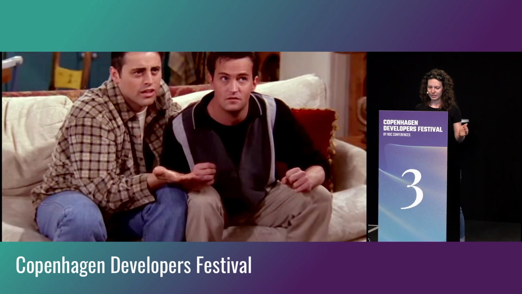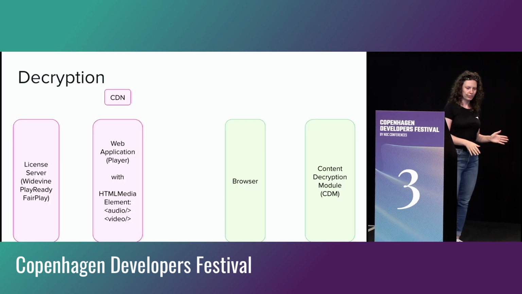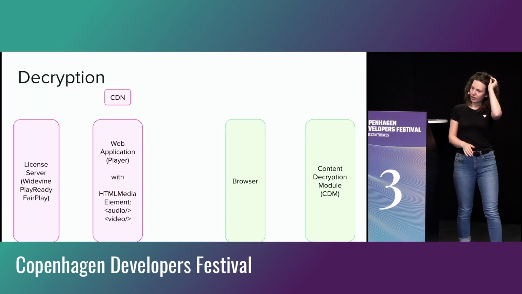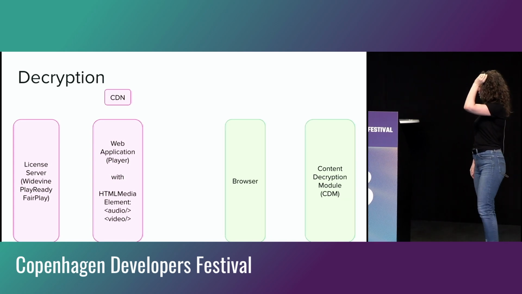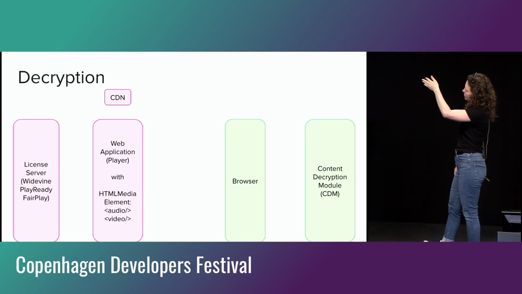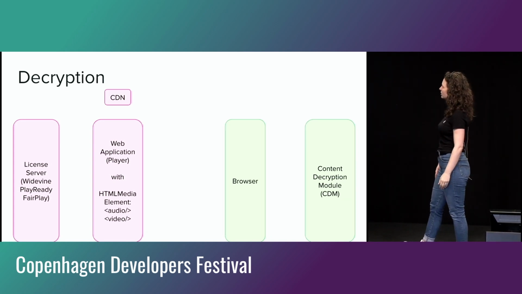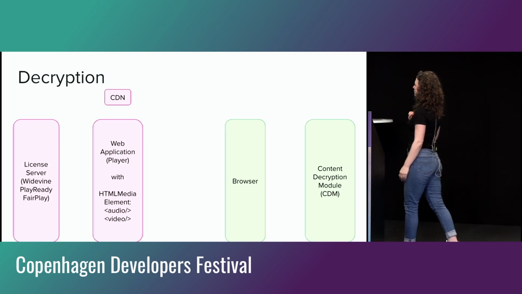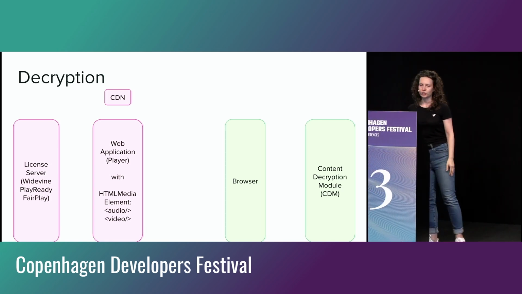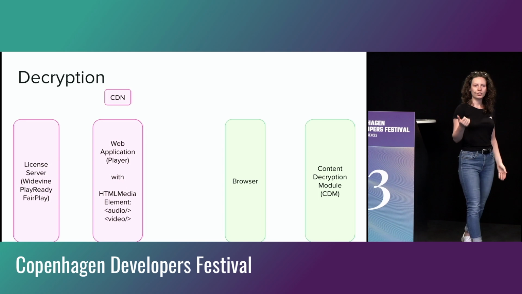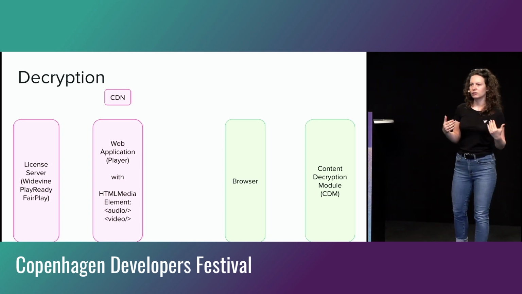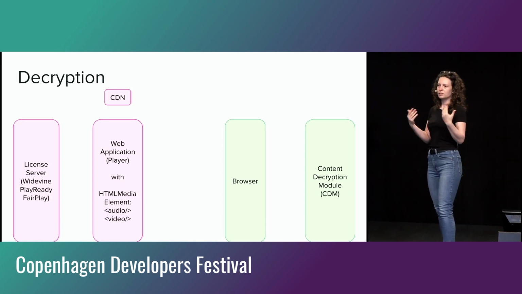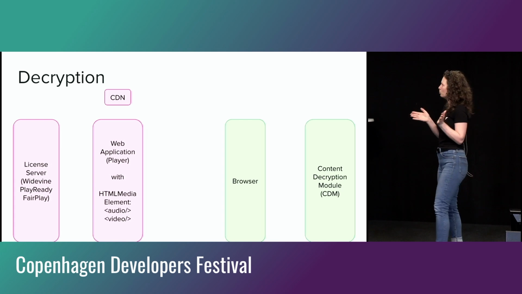Cool. So that being said, for the decryption process, we need 5 different components. On the left-hand side, we have the red components. We have the CDN, the license server, and the web application, which is basically the player. All of these red components are created and basically maintained by us. So this is our own components.